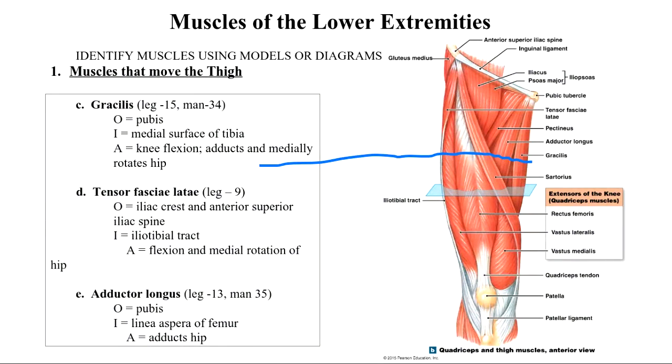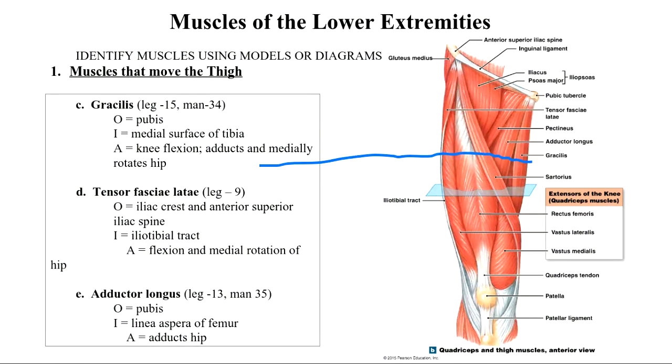And then also I could ask, what is the origin of this muscle? You type pubis or whatever the information is. Okay? And you have to have all the information. If, for instance, you can only remember knee flexion for the gracilis, I would give you partial credit. But if you want to get the full 2 points, you have to have everything listed there. All right.